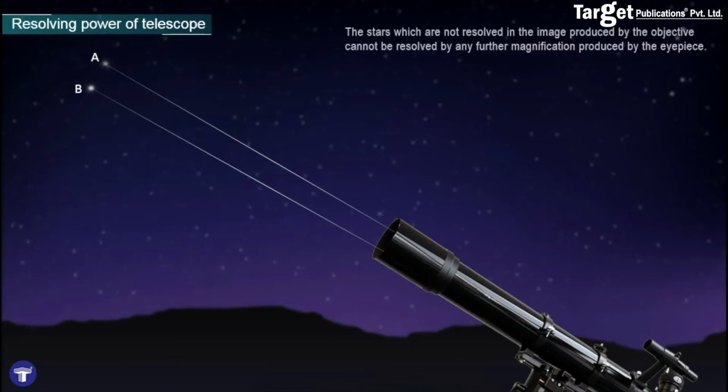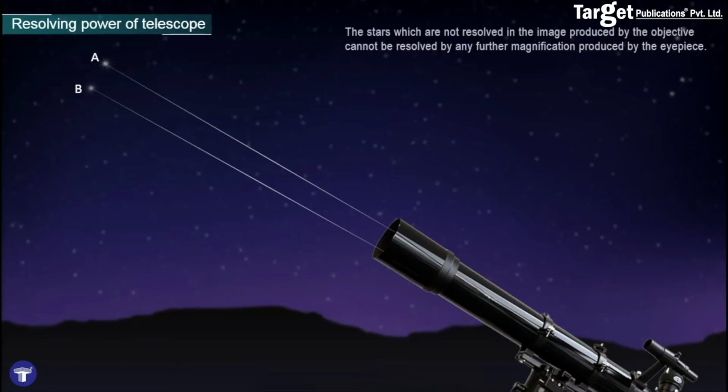away, which means that when the light falls on the telescope from these objects, the light is always parallel. So, as you can see here, we have two objects, which are two stars, A and B, which are very, very far away, and the light reaching the telescope from these two stars is parallel. Now, the point is that the resolution of the telescope depends upon the objective.